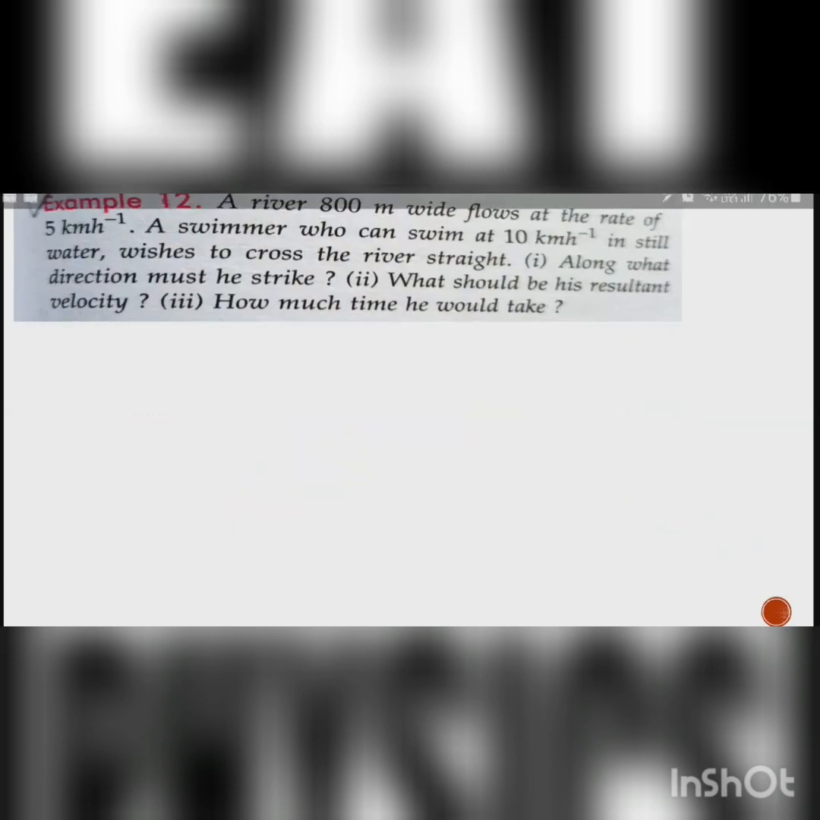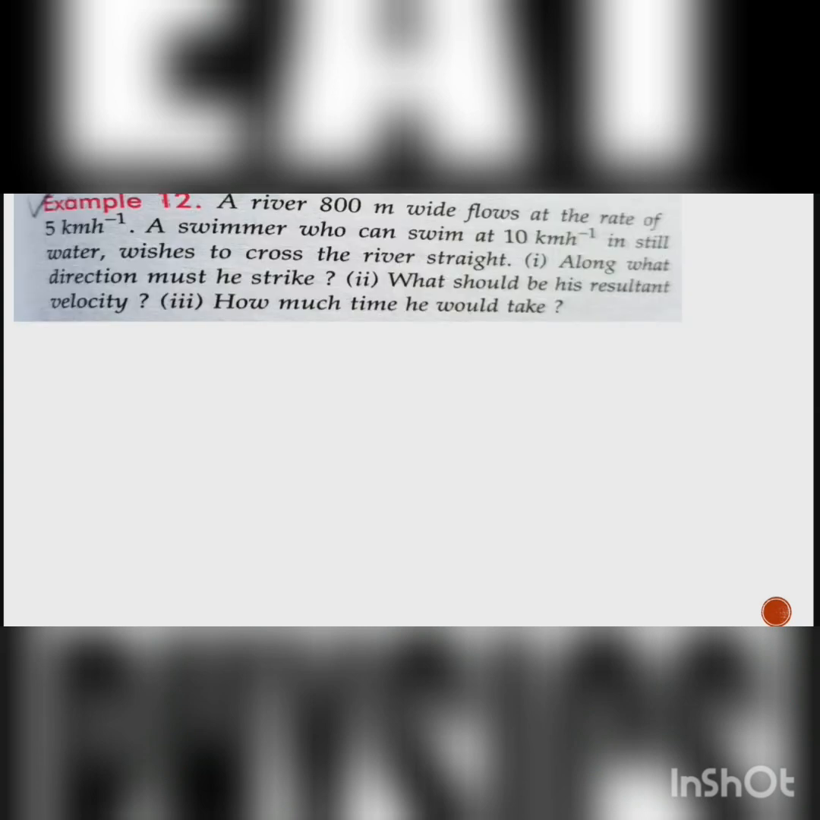The next question says, okay, we don't really have time for the next question. You can quickly take a screenshot. A river 800 meter wide flows at the rate of 5 km per hour. A swimmer who can swim at 10 km per hour in still water wishes to cross the river straight.